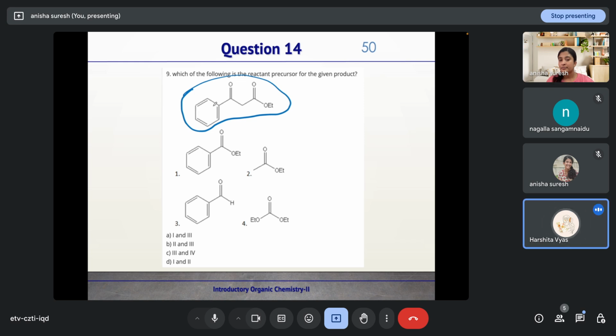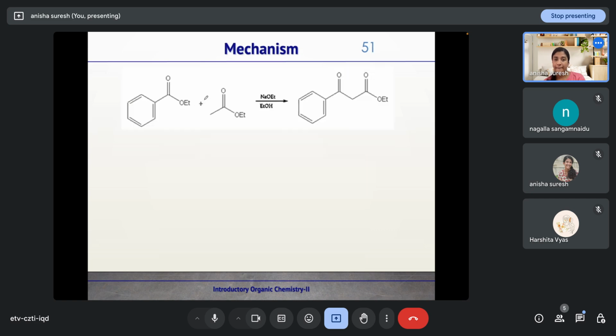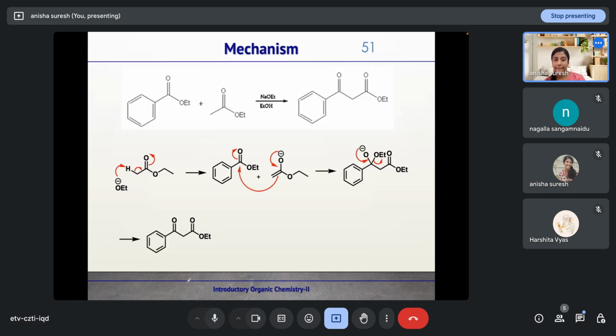Option B. Yeah, 1 and 2. So this will be the starting materials, this ester and this ester. First, in the presence of a base, an enolate will be generated here, and that will go and attack this carbonyl, and then this ester will be leading to formation of this product. Clear? This will be the mechanism.